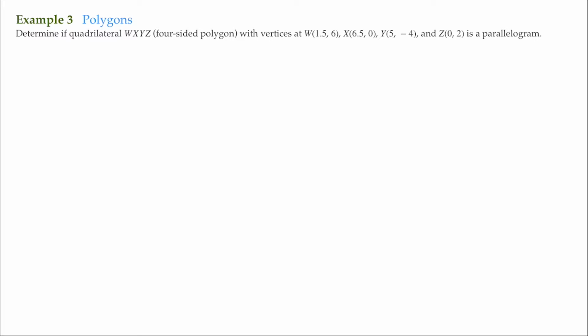In this example, we are going to determine if quadrilateral WXYZ, keep in mind that a quadrilateral is a four-sided polygon, with its vertices at W, which has coordinates 1.5 and 6, X, which has coordinates 6.5 and 0, Y is at 5 and -4, and Z has coordinates 0, 2. We're going to determine if this quadrilateral is a parallelogram.